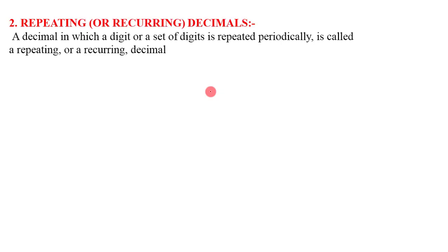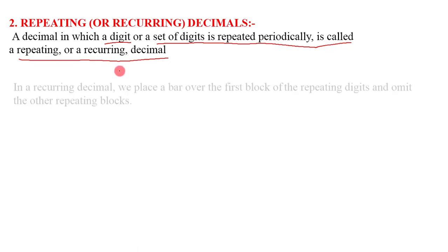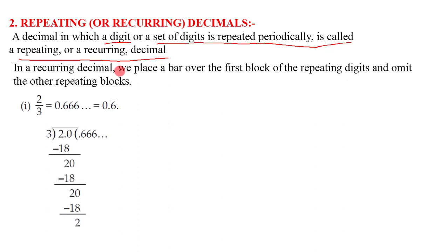Okay, let us see the next one, that is the non-terminating repeating or recurring decimal. A decimal in which a digit or set of digits is repeated periodically is called a repeating decimal or recurring decimal. Let us see an example. 2 by 3: on dividing 2 by 3, this division process will not come to an end. Then you get 0.666 and so on.